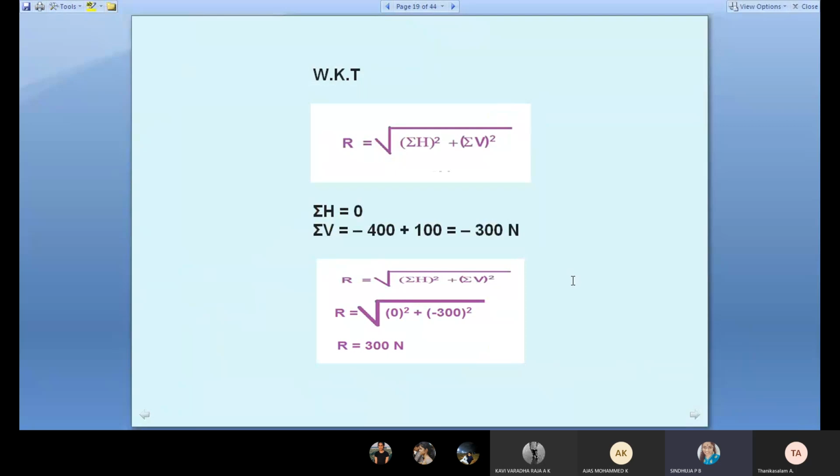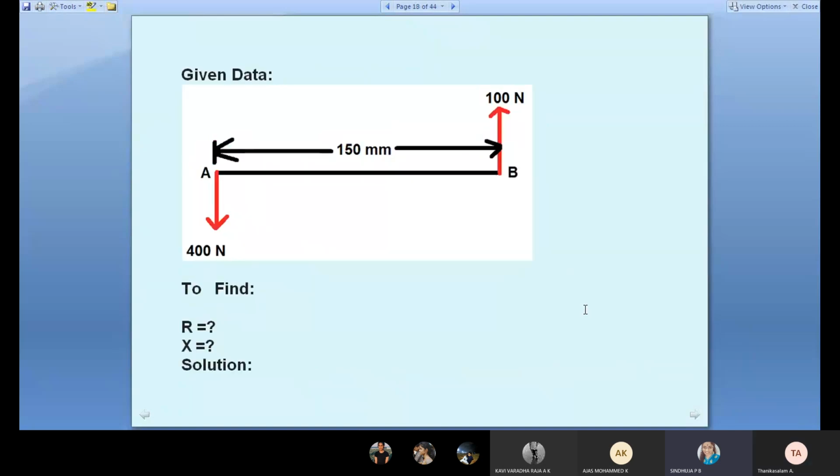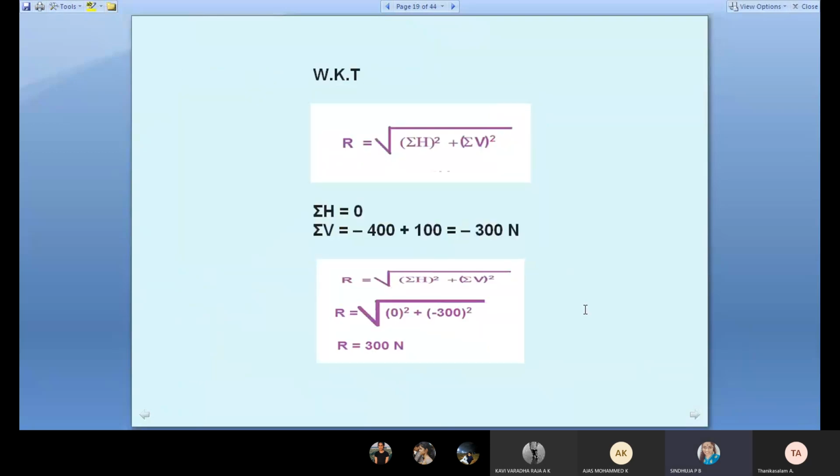Next. The resultant of the forces is square root of summation of H square plus summation of V square. Here horizontal force is 0. Summation of V means vertical forces, first minus 400. The 400 is in minus y direction, and the B is in plus y, so plus 100, so it is minus 300 Newton, and we got the resultant.